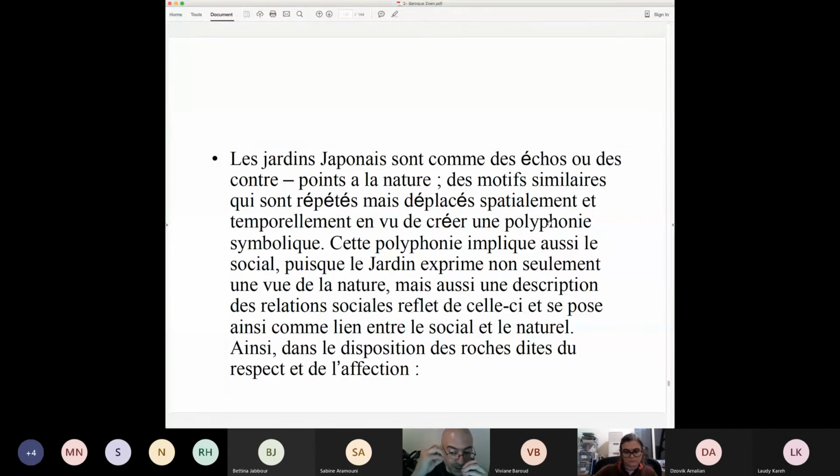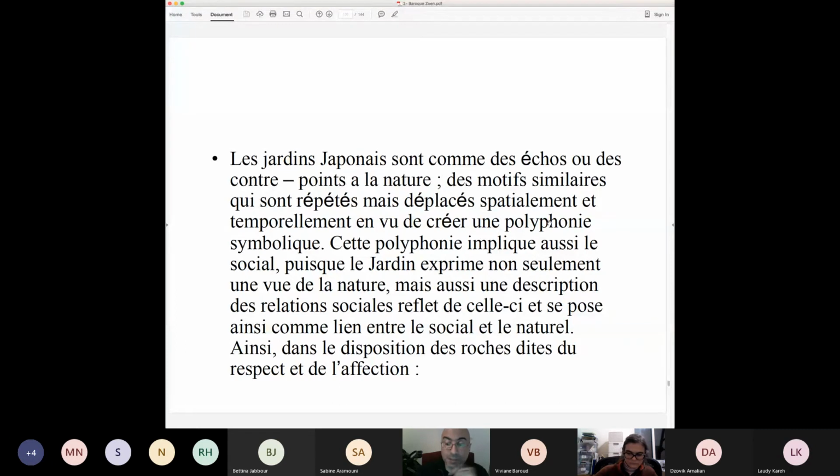And this polyphony, this similar things echoing each other at different times, implies also the social. Because the garden is not only an expression of a view of nature, it's also a description of social relationships. And these social relationships are themselves a reflection of nature. So what we see is, in fact, the garden is the link between the social and the natural.